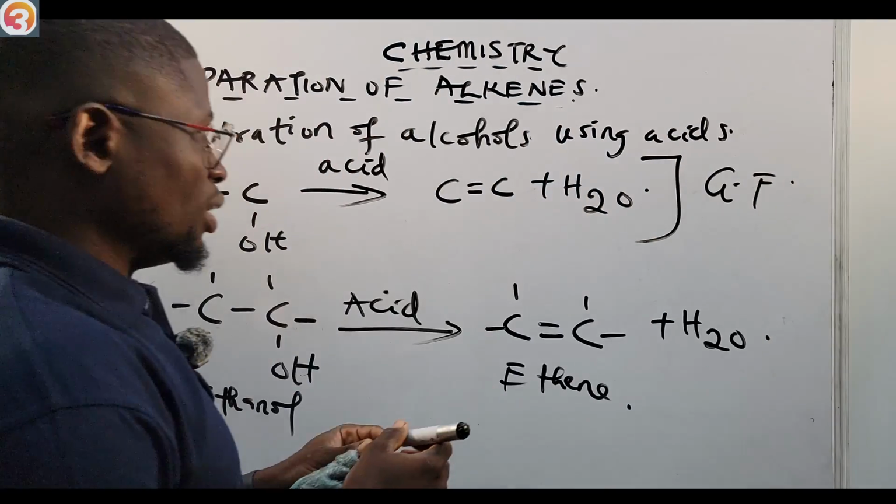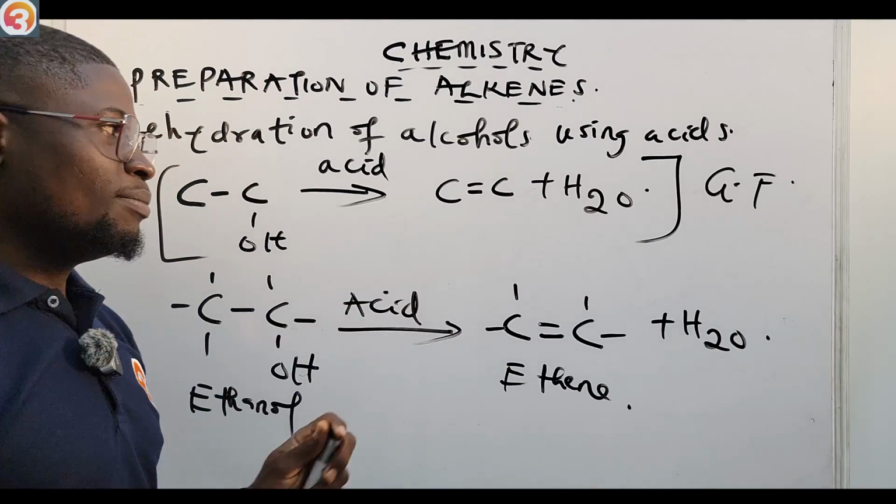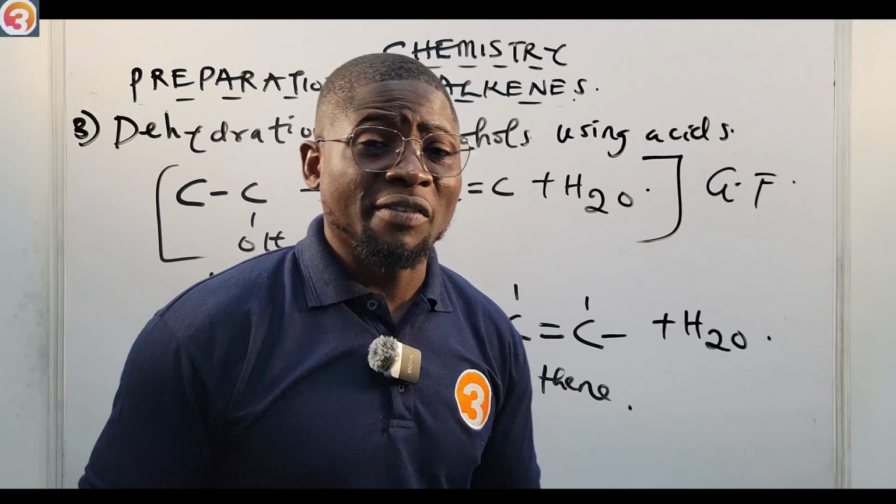Using acids. What we have is an ethene, so it's an alkene plus water. That's the third method.